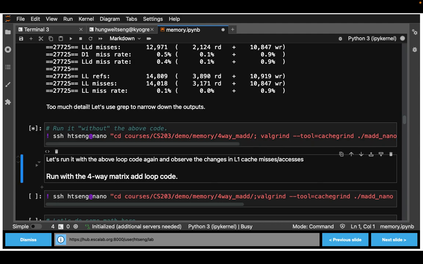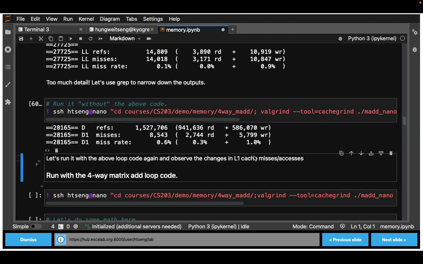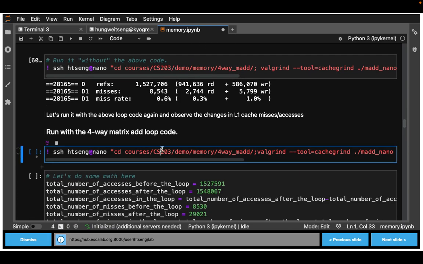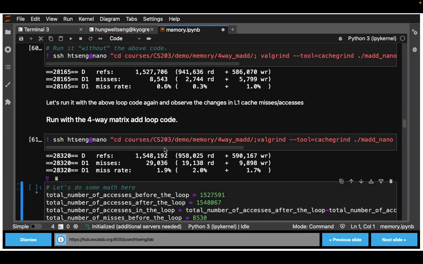So let's run it without the loop. Here is the total number of cache accesses and misses. It tells you I have around 1.5 million data references, and within this 1.5 million, only 8.5K are misses. That's without that particular loop. This is typical; it's the process of initializing that array. Now, let me run this loop and see what the performance looks like.